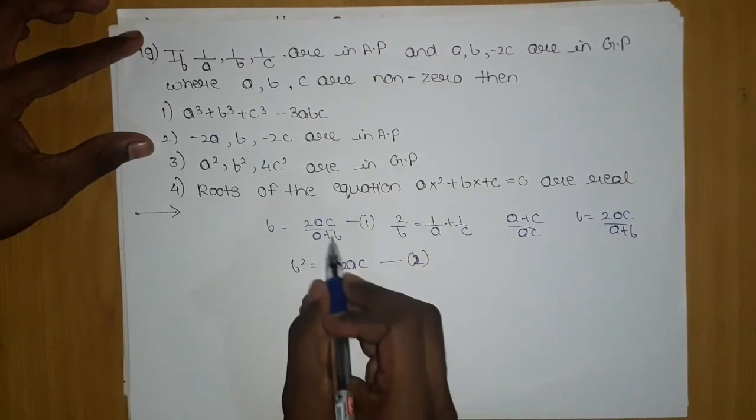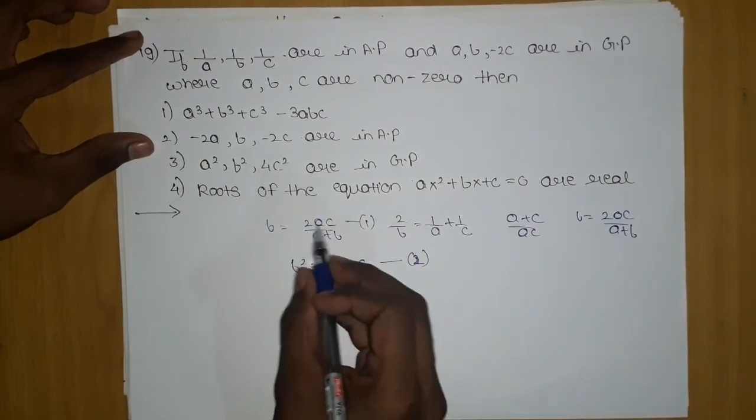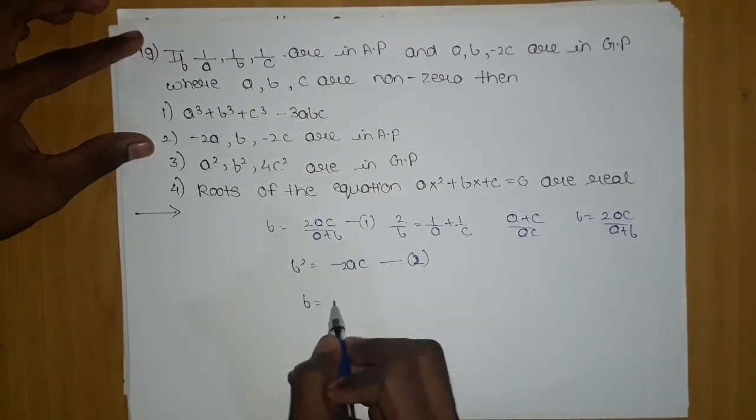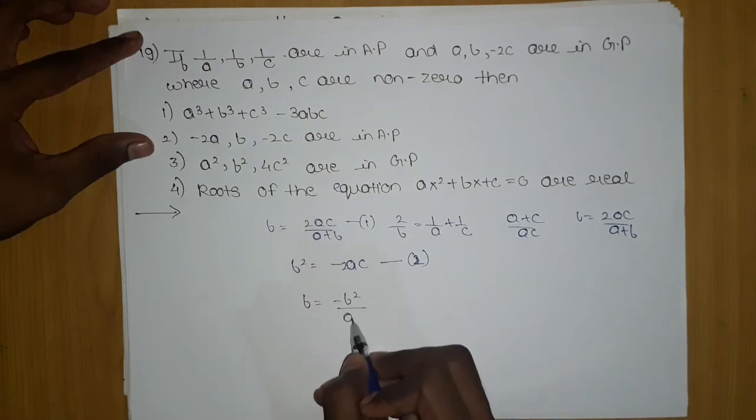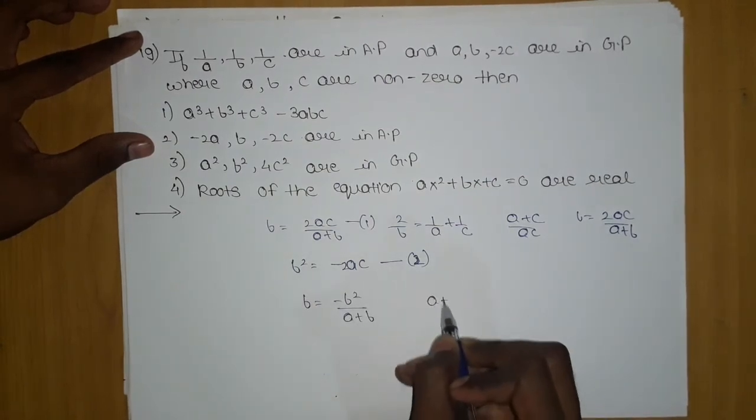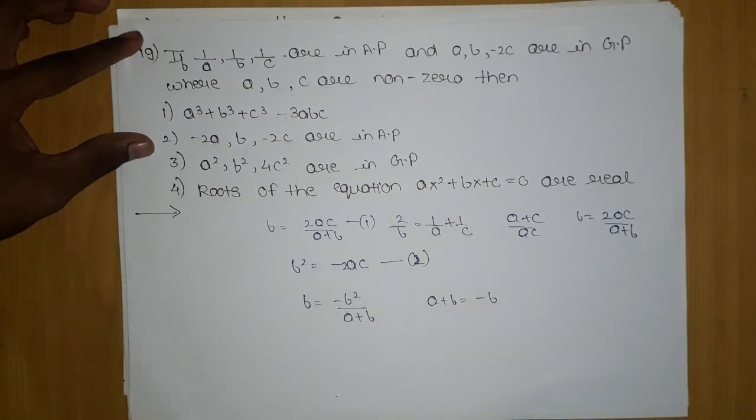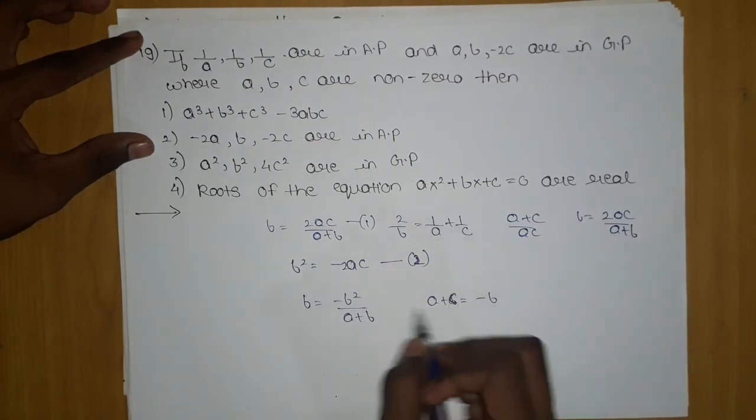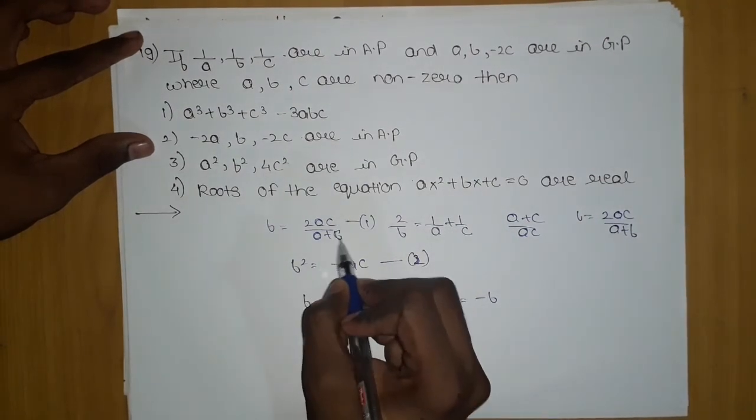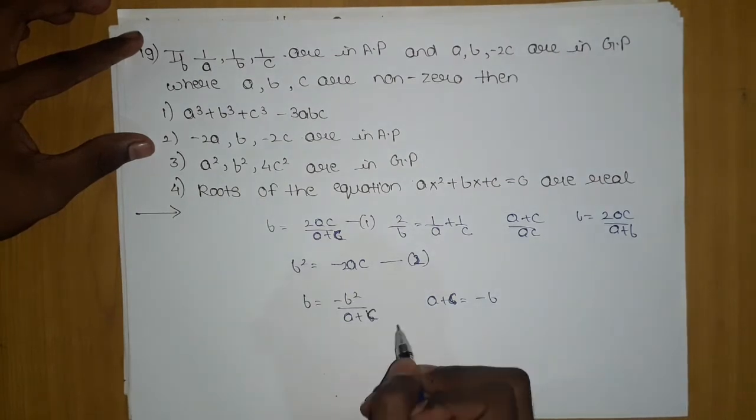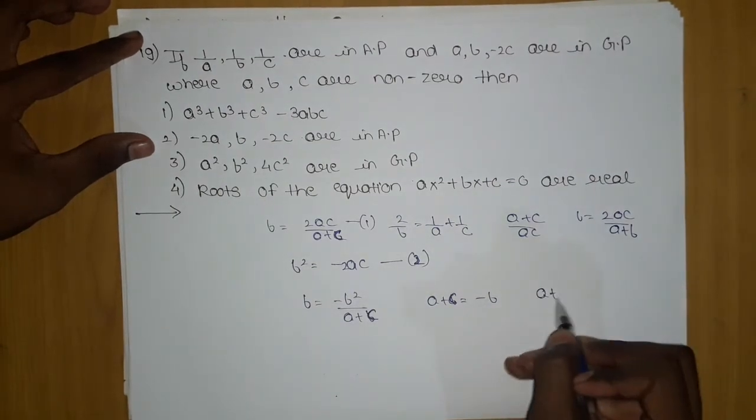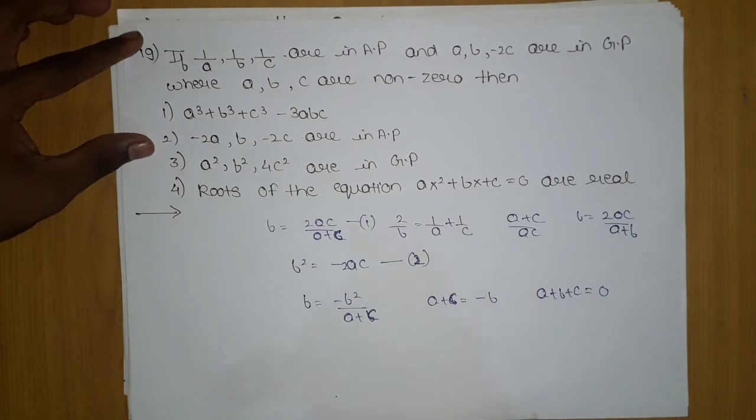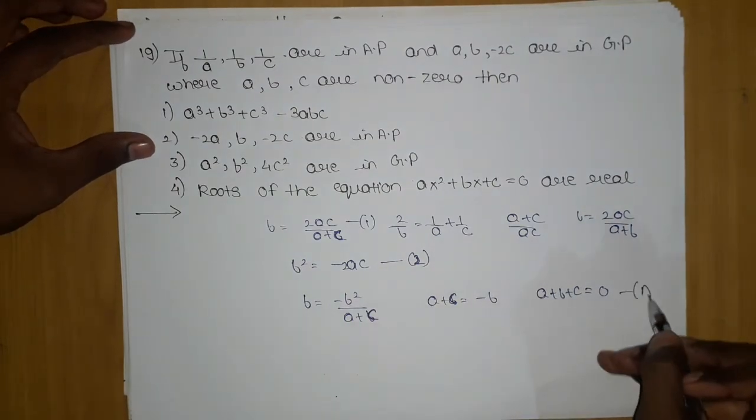Now if I substitute this value, 2ac will be nothing but minus b square, so b is equal to minus b square upon a plus c. This will cancel out, giving me a plus c is equal to minus b, which gives a plus b plus c equal to 0. Okay, the first option, keep it as my main result.